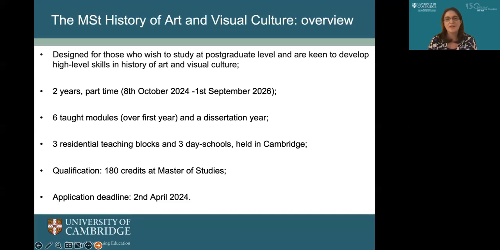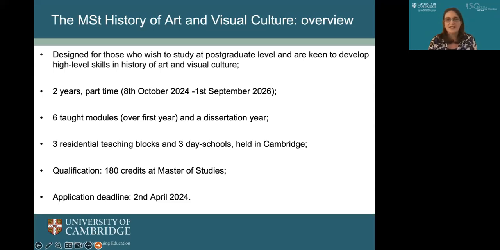In the first year, you have 3 residential teaching blocks. These are quite intense teaching times when you're with the rest of the cohort. And in the second year, apart from your one-to-one meetings with your expert supervisor, you'll have 3 day schools, which are opportunities to get together with the cohort and share progress on your research, share challenges that you've come up with in the course of your research, and to generally bounce ideas off people who are studying the same subject.